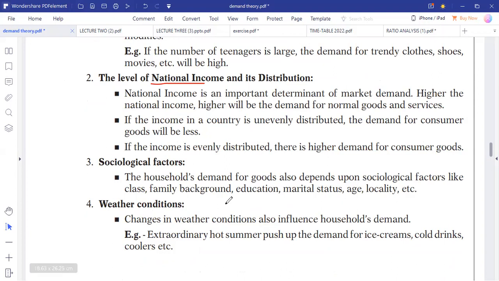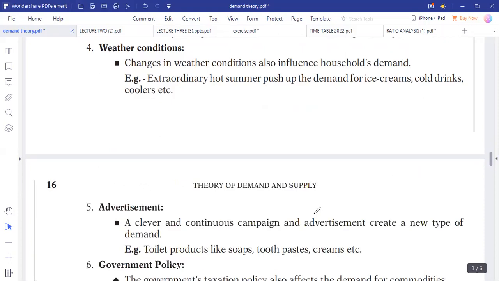The weather conditions also are very paramount because they will determine what you're going to buy during a particular weather. If it's too hot, you buy more ice cream. If it's too cold, you buy more jerseys. If it's raining, you buy umbrellas.